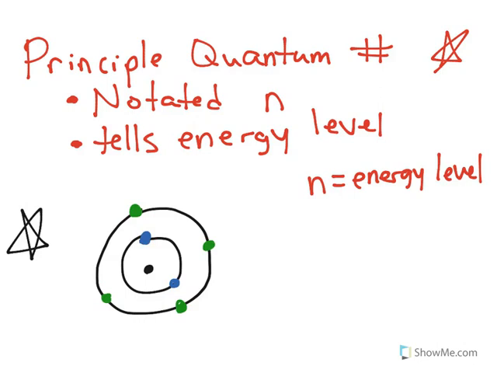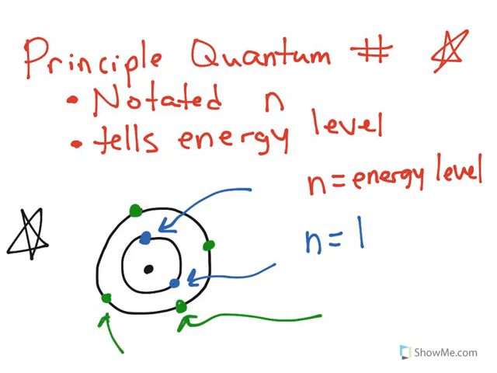Well, if I wanted to know the principal quantum number of one of these blue electrons right here, either one of them, they're both in the first energy level. So the principal quantum number for these blue electrons, N, would just be 1. If I wanted to know the principal quantum number for any of these 4 green ones, their principal quantum number would just be 2.